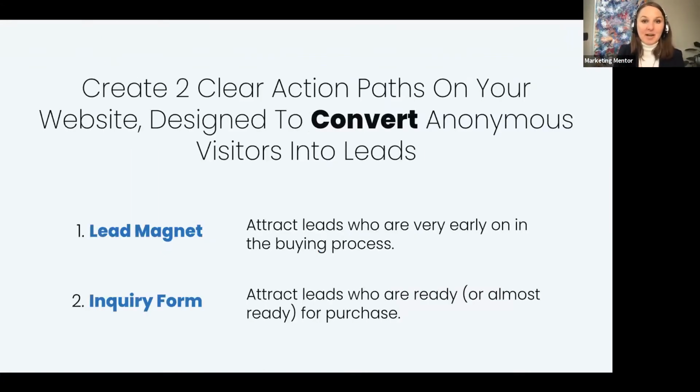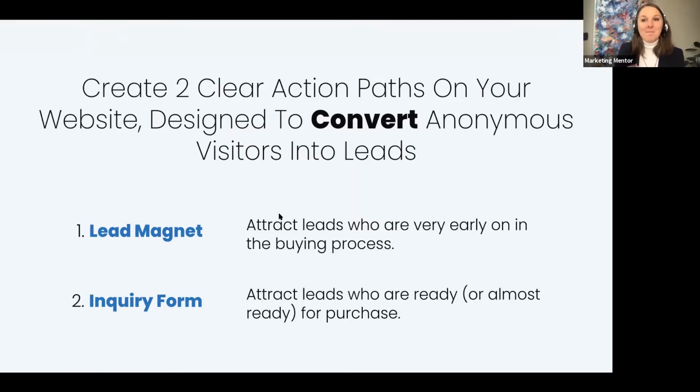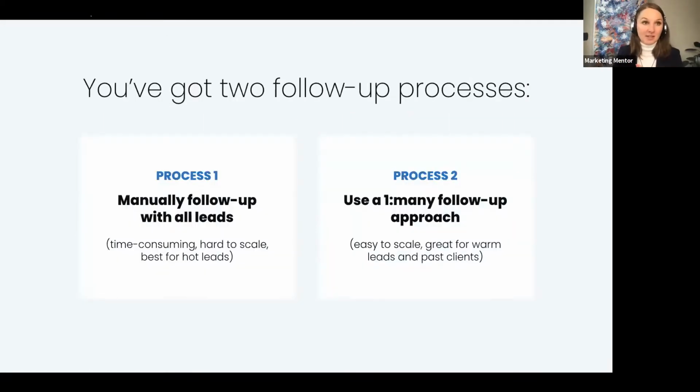Okay, so to summarize, I want you guys to have 2 clear action paths on your website designed to convert anonymous visitors into leads. The lead magnet attracts leads who are very early on in the buying process and warm. The inquiry form attracts leads who are ready or almost ready for purchase. So now that you presumably have these 2 paths or are going to implement these 2 paths, the next question is, well, what do I do on the back end of receiving those leads?